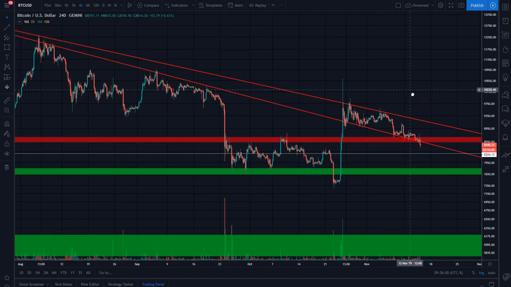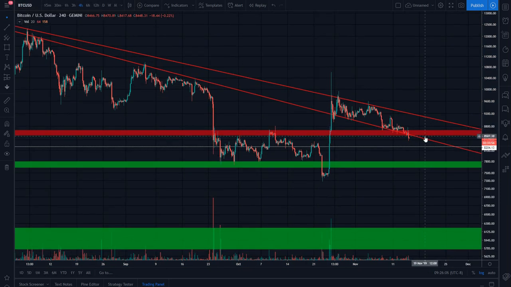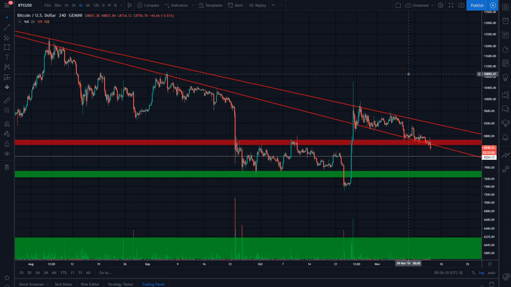So I wouldn't be surprised if we do drop to the $8,200 zone, and then we retest this descending trend line to make a bit of a lower high, and then we continue the downward move. So that's the market structure that I see personally right now.